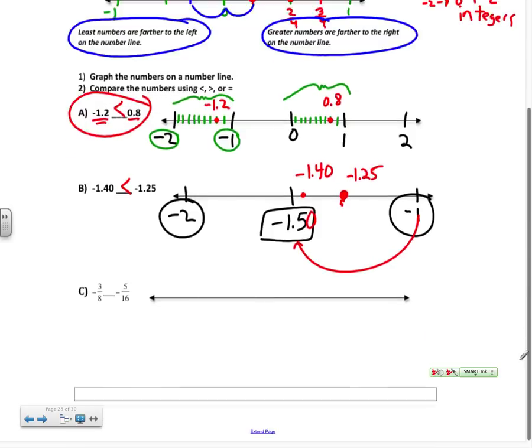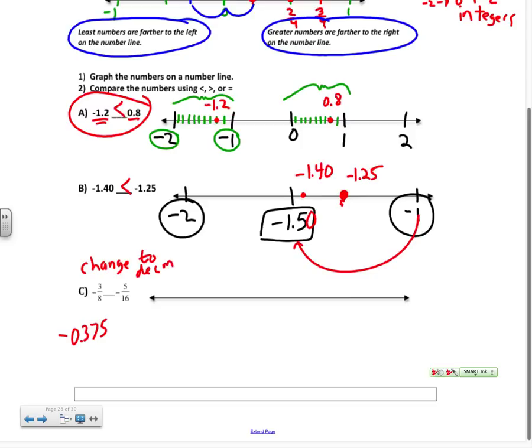Now finally, we have fractions. We have to get used to how we're going to start comparing fractions and decimal rational numbers. So the first thing I'm going to have you do is figure out what negative 3/8 is as a decimal. And if you were to use your calculator, you would see it's negative 0.375. So we start by changing fractions to decimals.